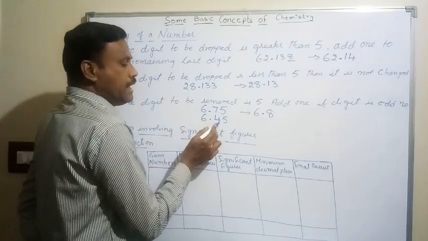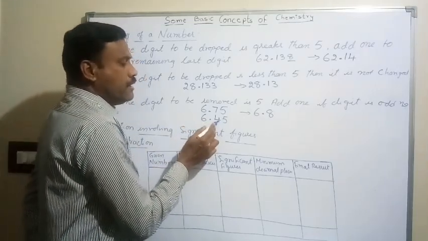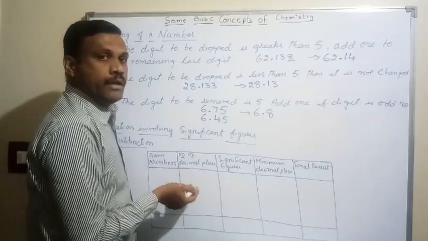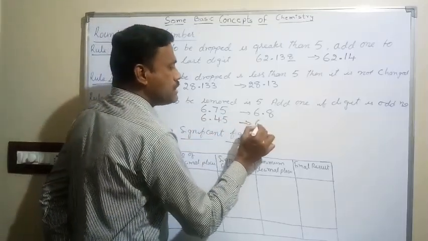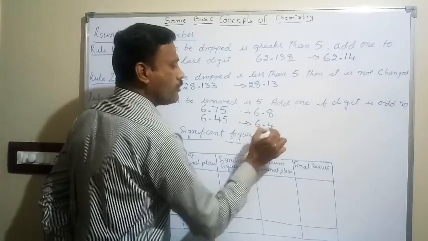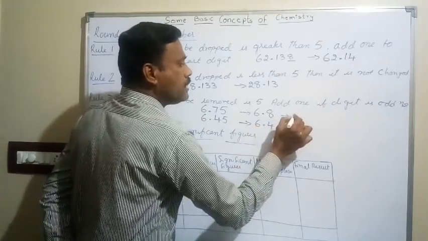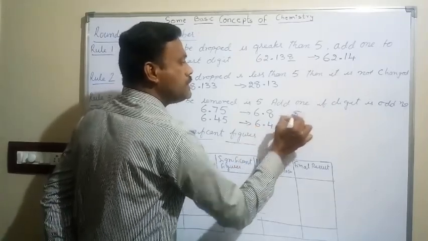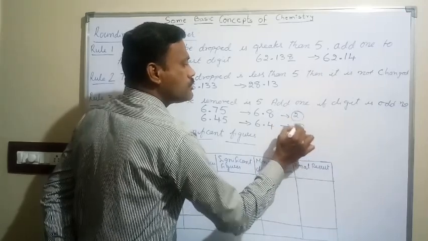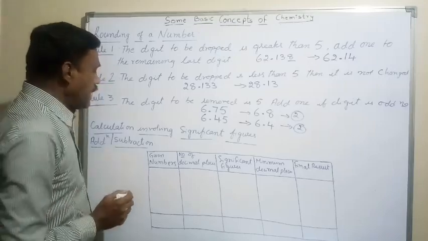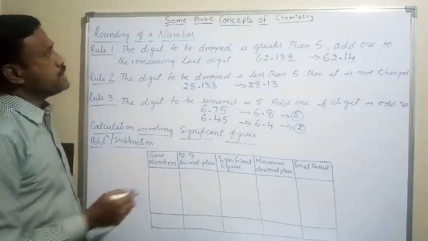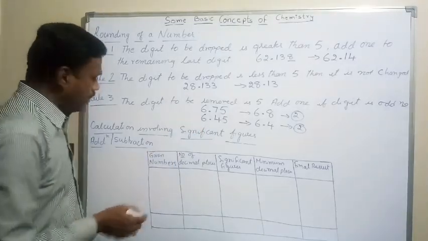And in the second case, 4 is an even number, so it has to remain as it is, 6.4. So the total number of significant figures here is 2, and this is also 2. So coming to the calculations involving significant figures.